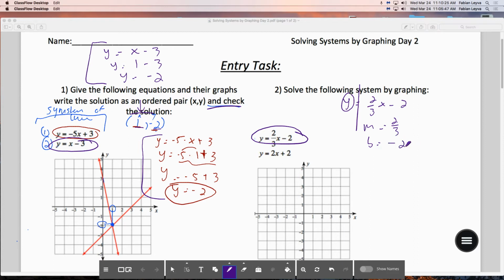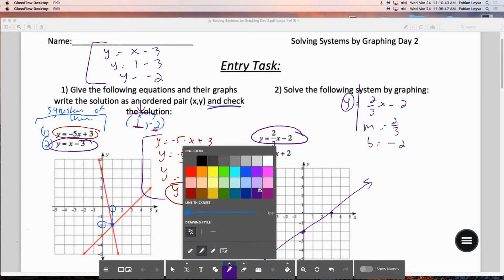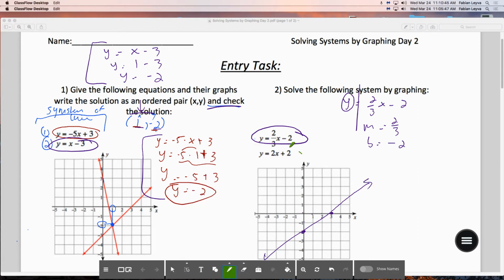Now you have to put that information together in order to form a graph. Remember, you always want to start with your y-intercept. Your y-intercept in this situation is a -2. Your slope is 2/3, so you're going to go up 2, 1, 2, and over 3, 1, 2, 3. So those are your two coordinate points. Make sure you try to draw the most accurate line because, again, we're looking for where they cross, so we have to be as accurate as possible.